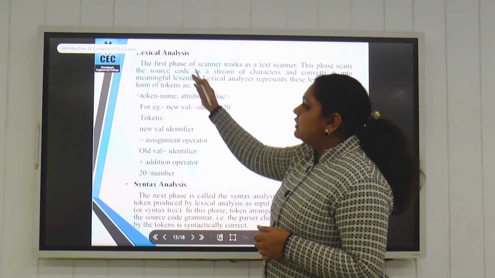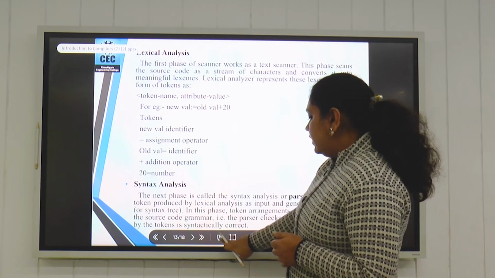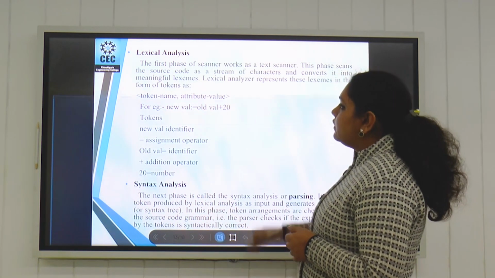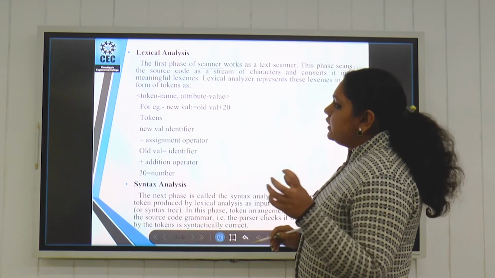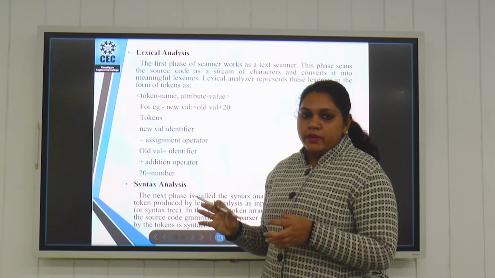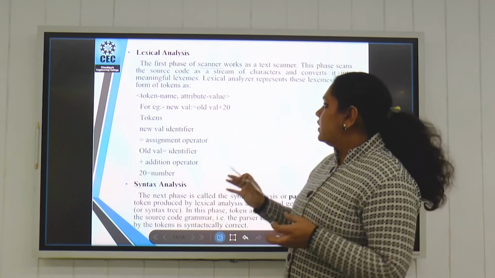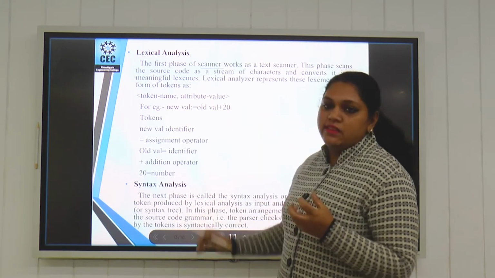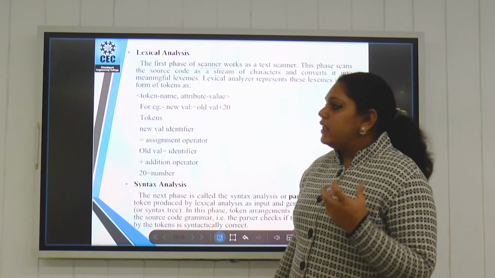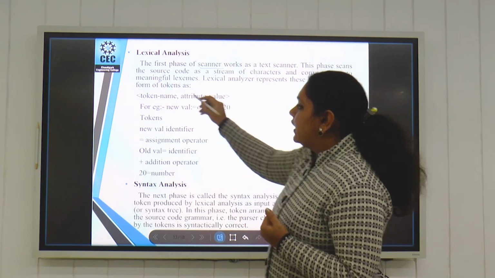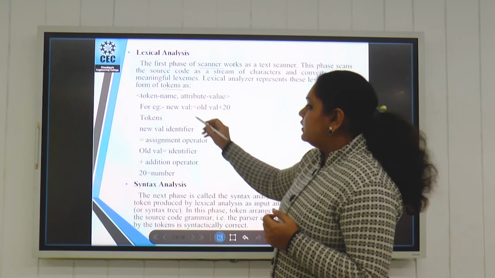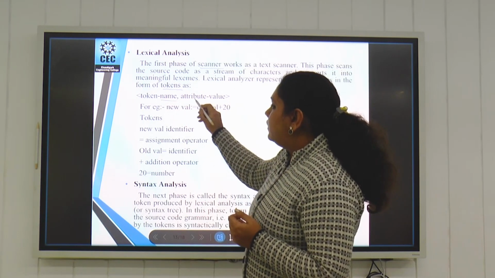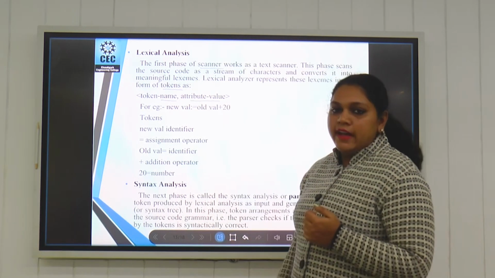So the first phase is lexical analysis. As I have told, it is the first phase and it works as a scanner. Scanner means it reads the whole source program, breaks it into characters and forms meaningful lexemes. These meaningful lexemes are represented with the help of tokens. The general structure of a token contains the token name and the associated attribute value.